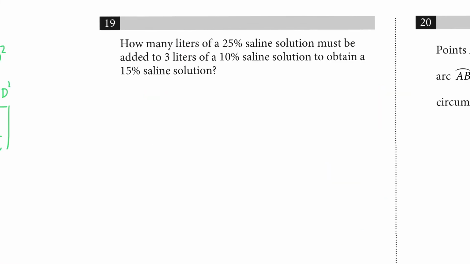Okay, moving right along to problem number 19. How many liters of a 25% saline solution must be added to 3 liters of a 10% solution to obtain a 15% solution? So we have a mixture problem here. We're mixing 2 solutions to come up with the final solution. So for this problem, I like to just show a little beaker here for the first one and add it to the second one. So we're mixing those 2 solutions, and that'll give us our final solution.